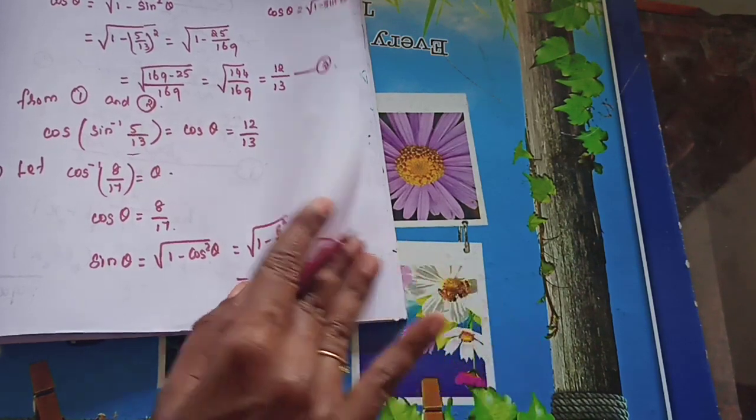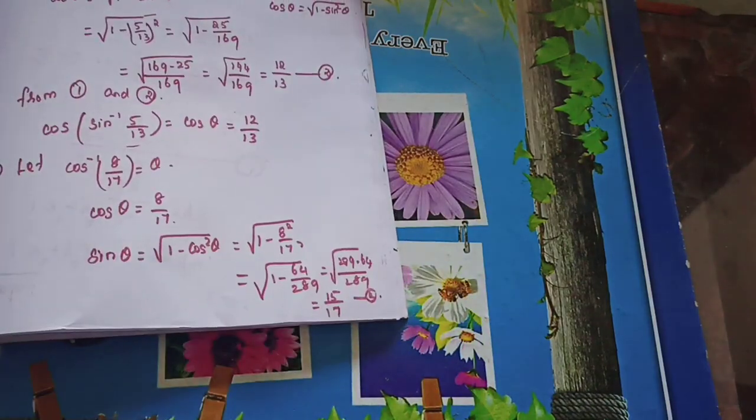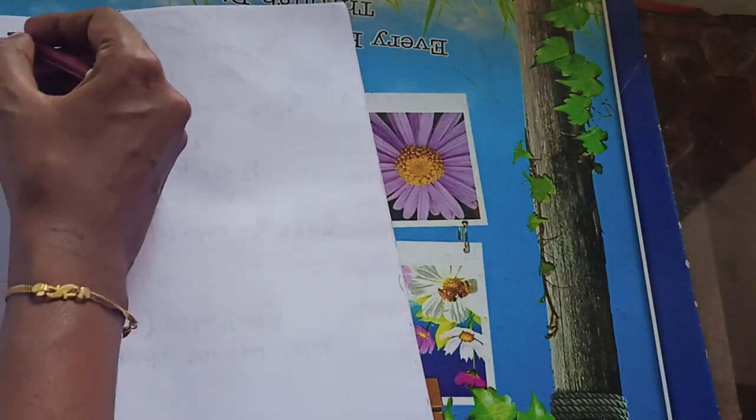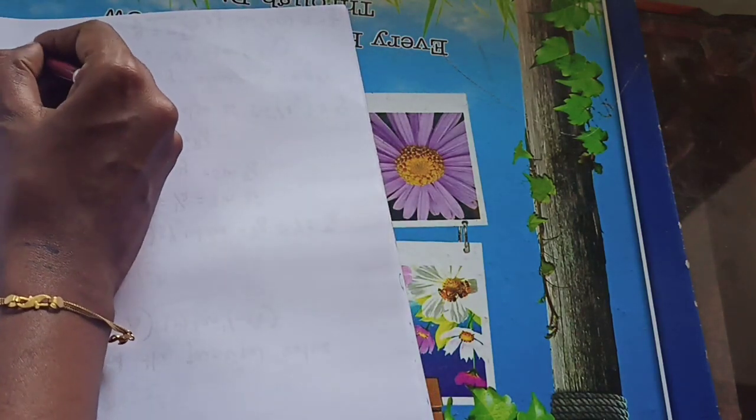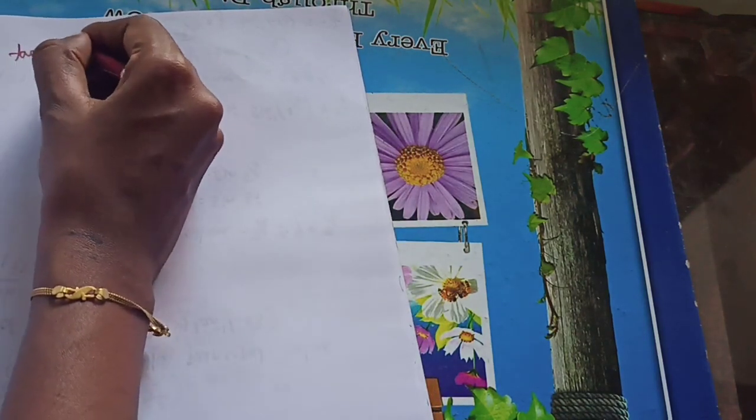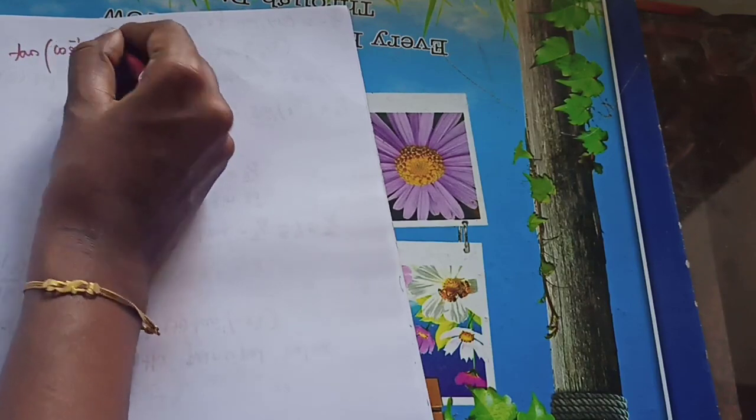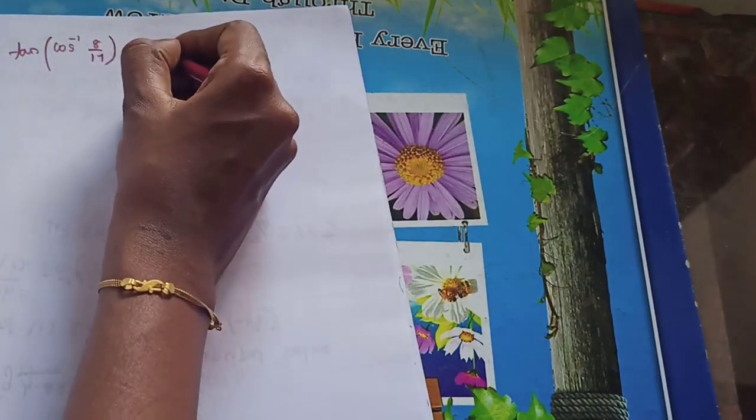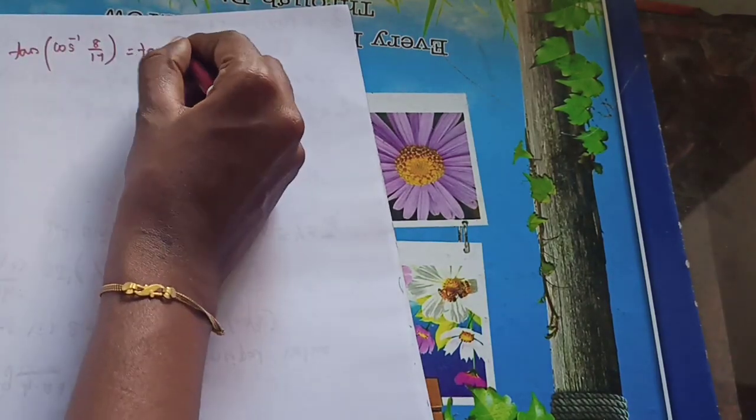Equation number 2. Okay. Then what will you do? First equation, that is, first you have considered, no? From that you will find it. That is, from 1 and 2, tan of cos inverse of 8 by 17 equal to tan theta.